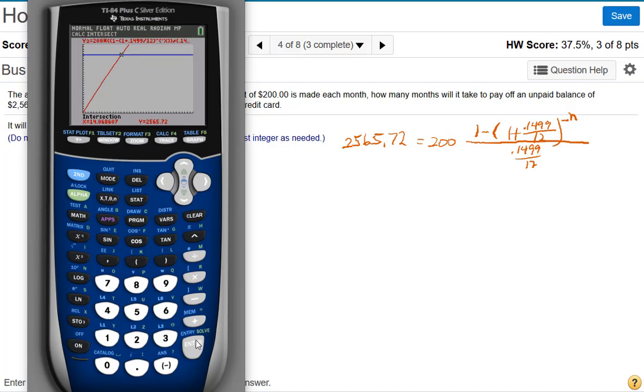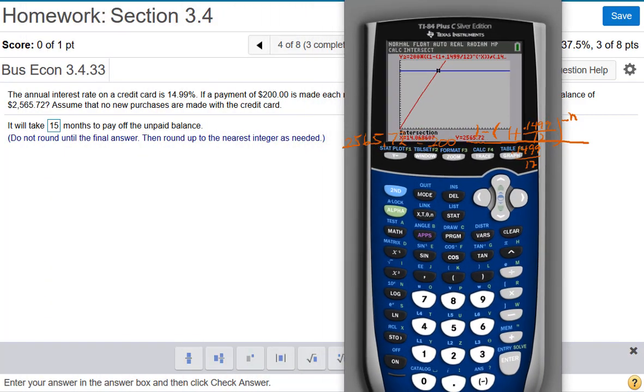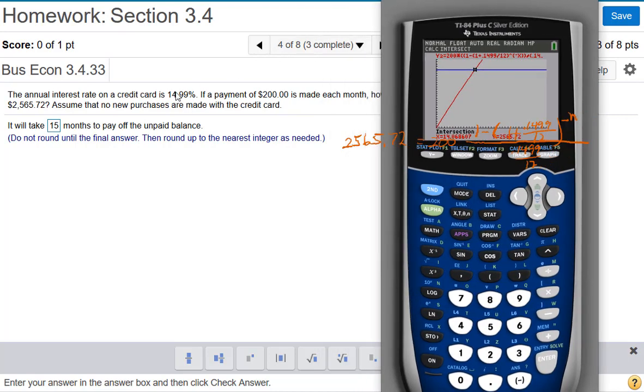Now that's 14.0686. Now notice that in the instructions we are told to round up to the nearest integer. So even though this is 14.06, we want to round it up to 15.